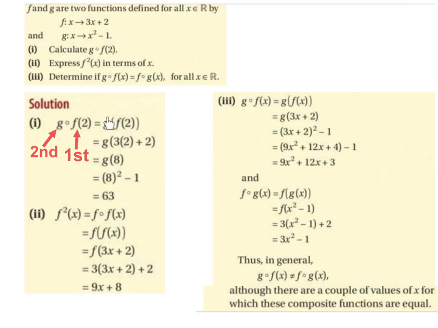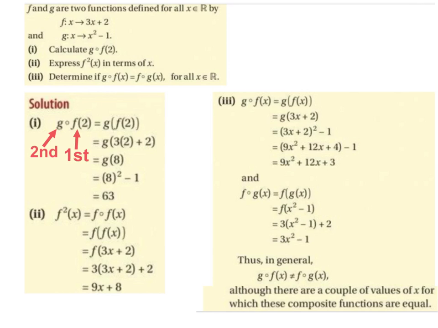So we can keep the g stuck on in front to remind us that we then have to apply the g function. So we're subbing 2 into the f function, which is 3x plus 2. So we get 3 multiplied by 2 plus 2. 3 multiplied by 2 is 6, plus 2 is 8. So now we have to get g of 8.